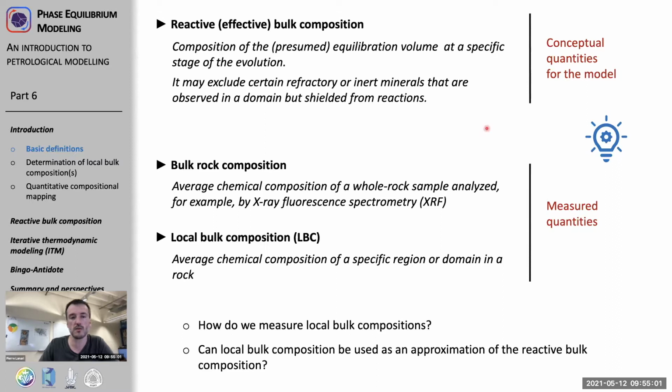On the other side, you have two quantities. The bulk rock composition is something that you can measure. It's a measured quantity, and you can measure it, for example, by XRF. We can also use a local bulk composition. I will use the abbreviation LBC in this presentation. And this will be the average chemical composition of a specific region or domain in a rock. But this, again, is a measured quantity. And my talk is about how we measure precisely a local bulk composition, and can we use a local bulk composition as an approximation of a reactive bulk composition? So how do we link the measured quantity with the conceptual quantity we use in the model?